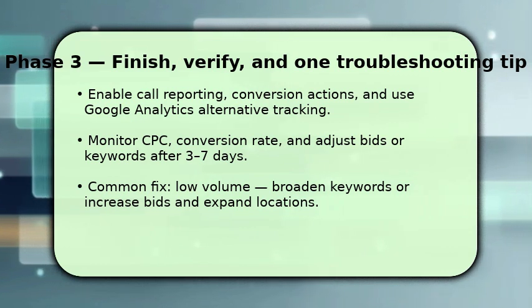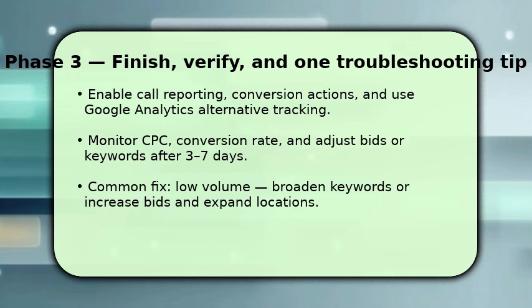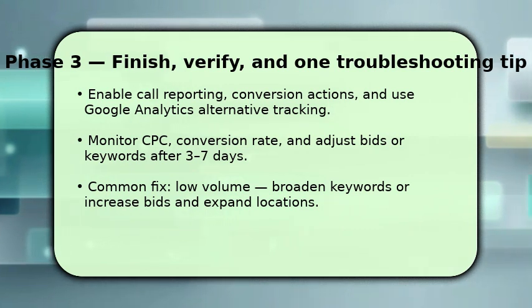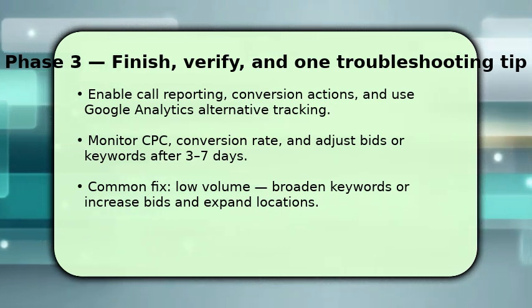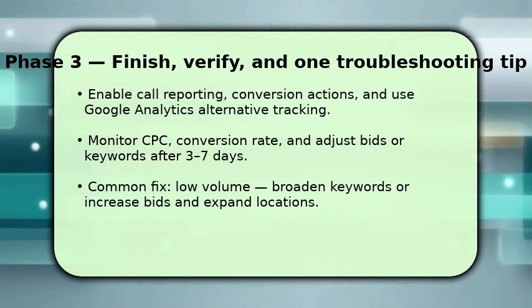Once live, monitor cost per conversion, click-through rate, and lead quality for 3 to 7 days before big changes. If you see low traffic, broaden keyword match types, raise bids, or expand locations. If many irrelevant leads, add negative keywords and tighten targeting. If calls report as unknown, confirm phone number formats and call forwarding settings to fix traffic.